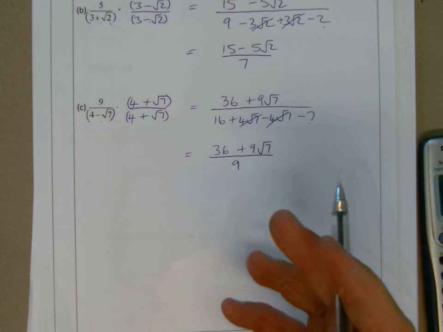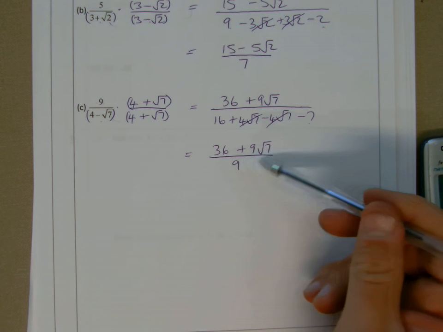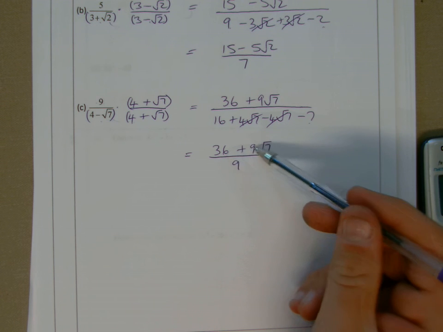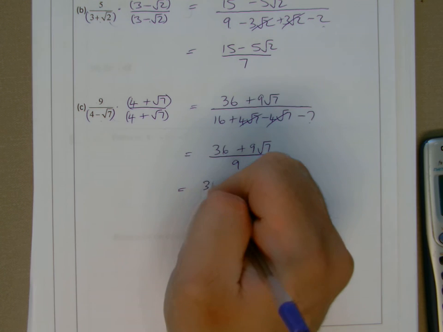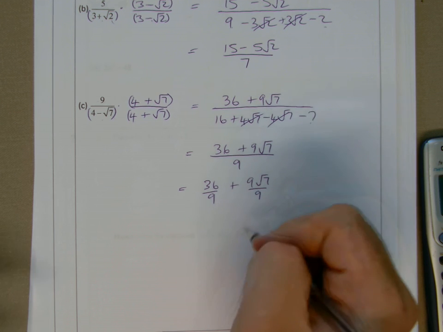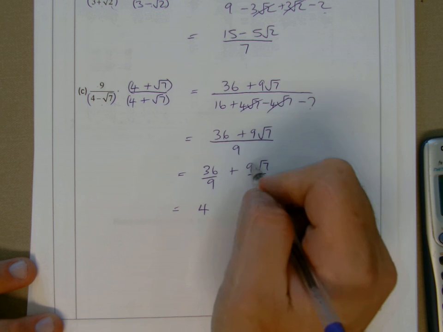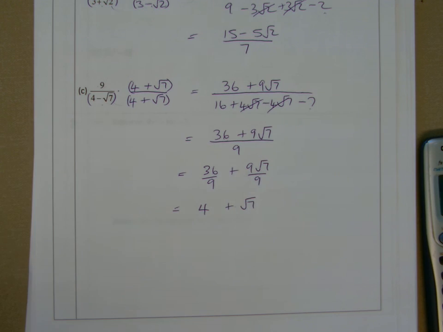Now, it doesn't always happen, but sometimes you get a situation like this where we could actually simplify it further, because if you notice, 9 goes into both terms, doesn't it? So I can split the top up. I can say this is equal to 36 over 9 plus 9 root 7 over 9. So I get 36 over 9, which is 4, and then 9 over 9 just cancels, so I get that as my answer, and that'll be confirmed on the calculator.